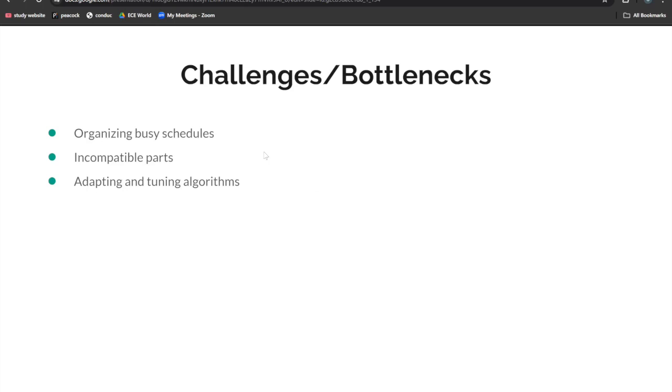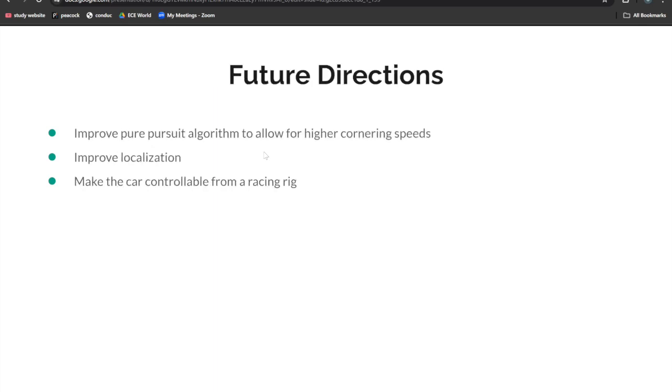So it was a very hectic semester for all of us, but we were able to get it done and get it done well. We also had to figure out what parts were compatible with the project and what was not. And then algorithms, we were not able to find all of them quite well, so we had to tune and mess with them quite a bit to be able to get the car working properly.